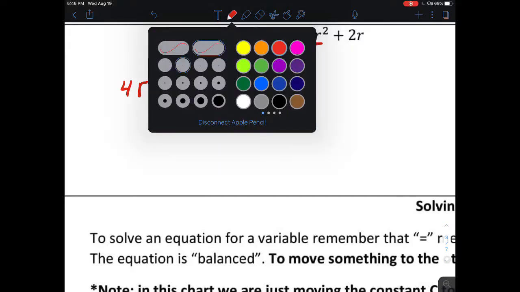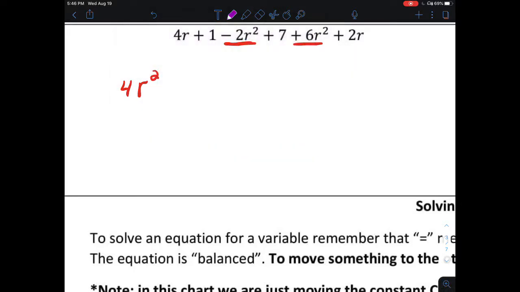So let me change colors. Or the next term. So the next term that I see in terms of the exponent size of r, I have a 4r here and I have a +2r here. And so I want to know how many of those I'm going to have in total. Well, 4 plus 2 gives me 6. So I have 6 r's in total. Now I'm writing an expression, so I have to have some kind of sign here in the middle. Well, 4 and 2 make +6. I'm going to put a plus sign in between them.